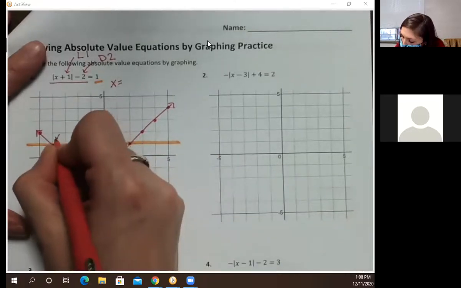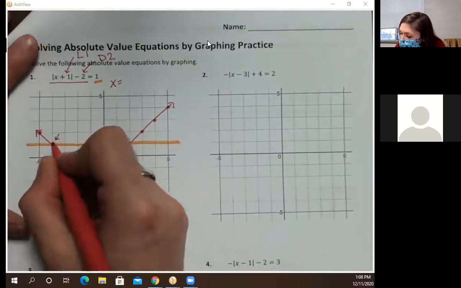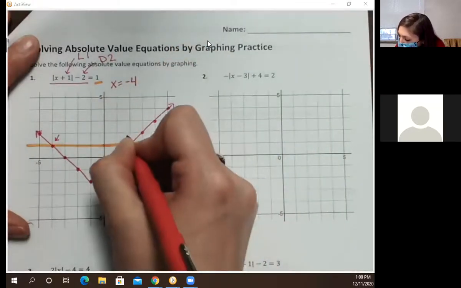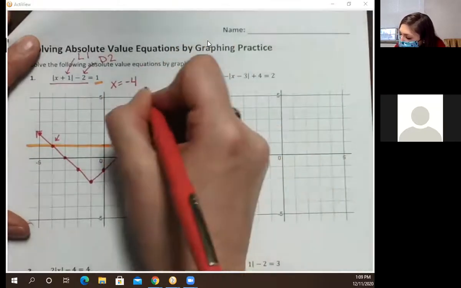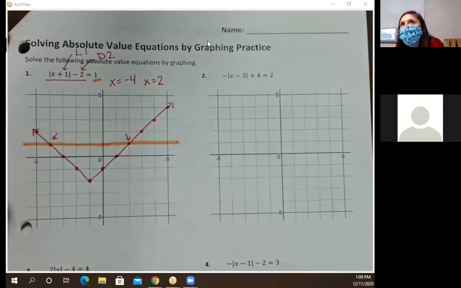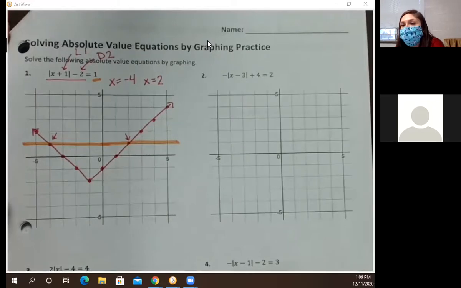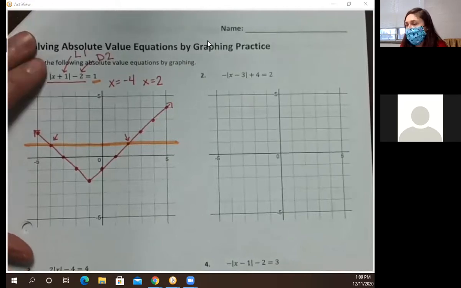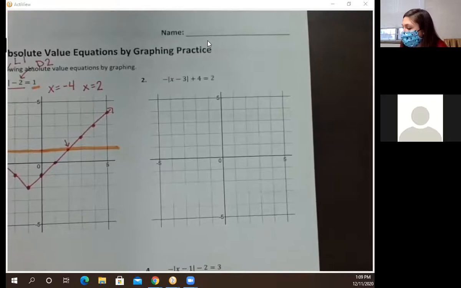So here, x is negative 4. And then here, x is positive 2. So those are my solutions, negative 4 and positive 2. Questions on number 1? Let's take a look at number 2.